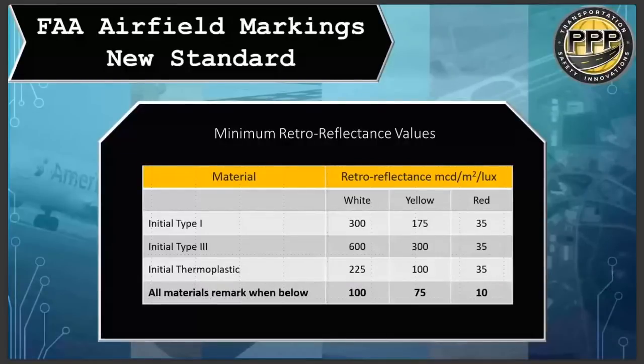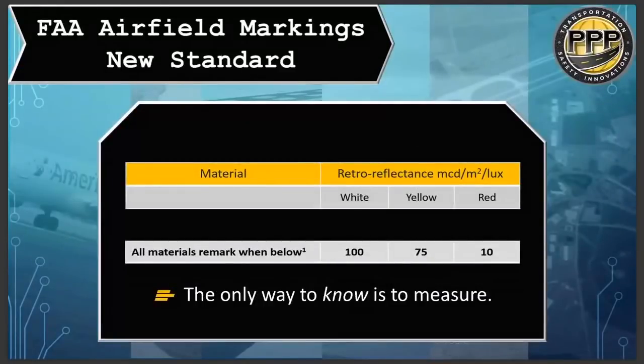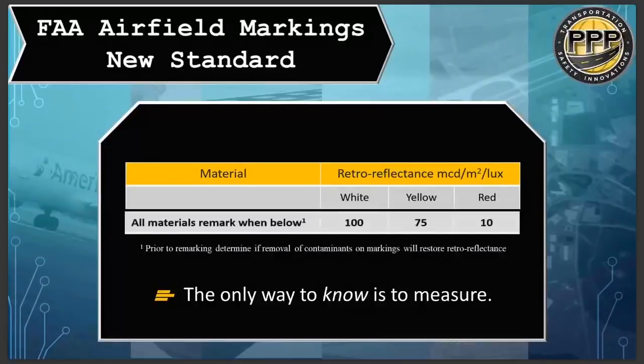And you also have this initial thermoplastic retroreflectance criteria. These are not new. Those reflectivity ratings have been defined for about 5, 5.5 years. The new thing is this bottom row, which says all materials remark when below 100 millicandelas on white, regardless of type. 100 millicandelas on white, 75 on yellow, 10 on red.